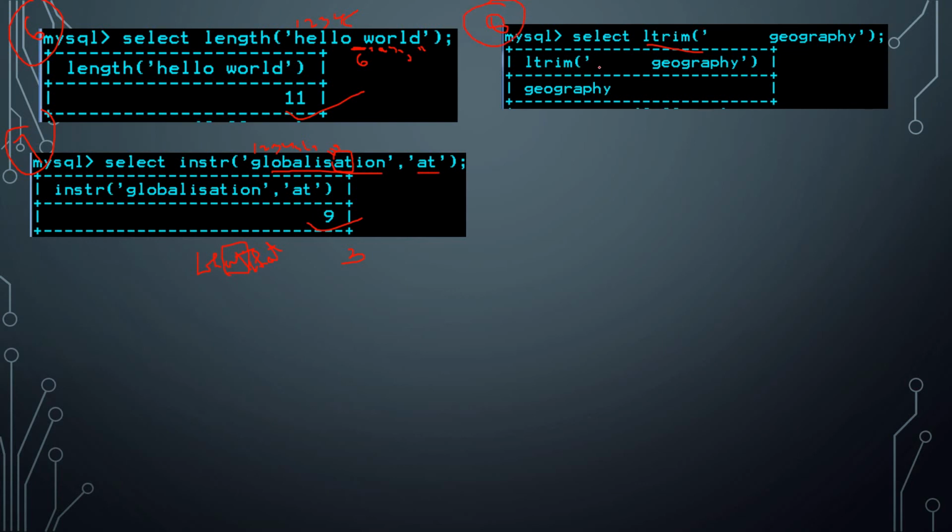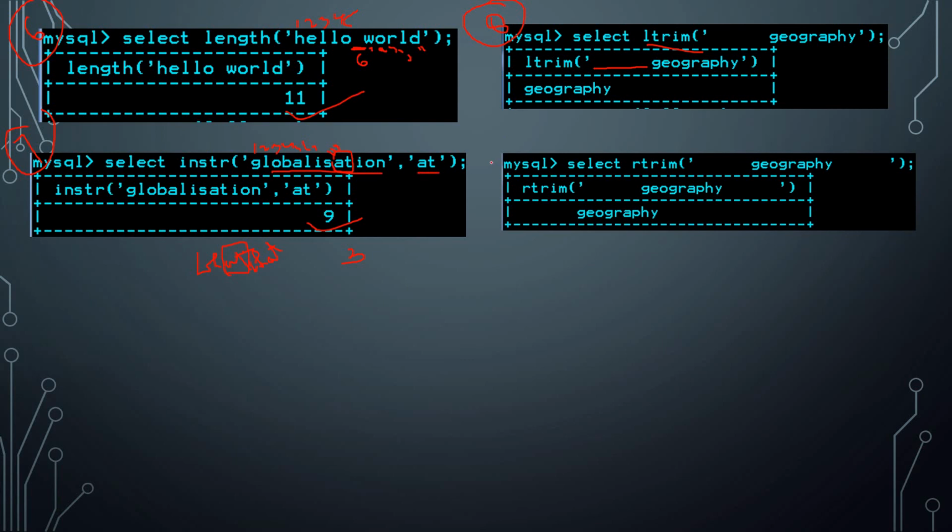So you can see over here we have spaces here, and after applying L-trim they get removed. So it is used to remove leading spaces. Now what if I want to remove trailing spaces? I have another function, that is R-trim. R-trim means trailing spaces or the right hand side spaces, that means after your string. So here we have spaces, and after applying R-trim we will get them removed.